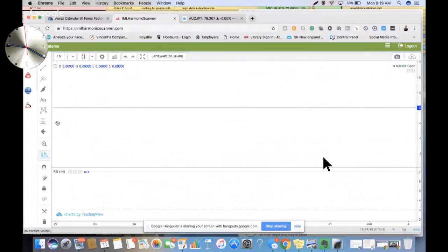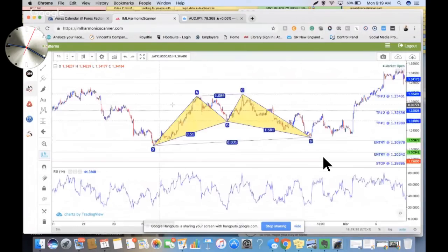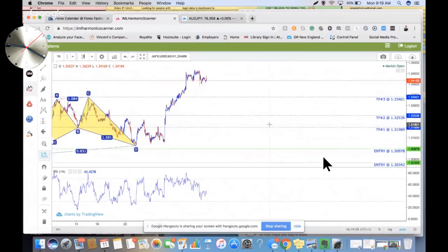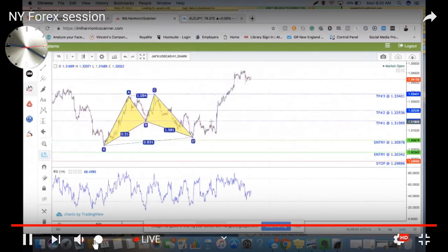USD CAD. The bikini patterns are considered soft porn. That pair's in a short right now. That's soft porn right there. You're looking at it. It's on a very, very low time frame. Simmer down, buddy. You know when you see it.